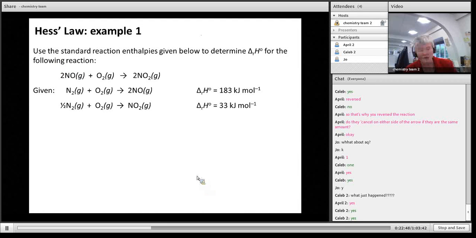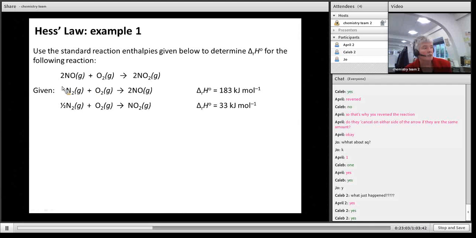Oh sorry, I thought I'd done the previous one again using the long method, but here's a different one. So I've given you just simply heats of reaction. So these are heats of reaction, not heats of formation.